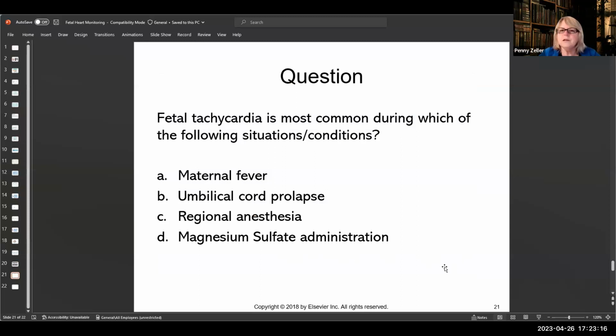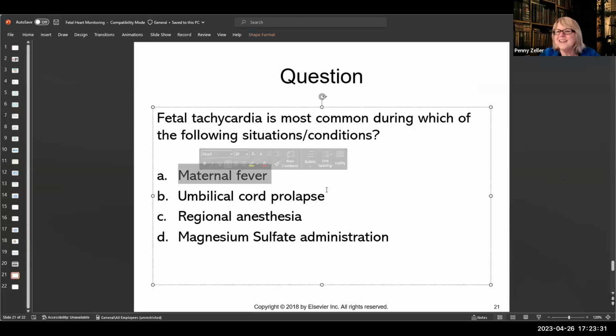So fetal tachycardia is most common when? A. Did you say A? That's right. When the mom has a fever, she's going to be tachycardic, and so will the baby. Okay.